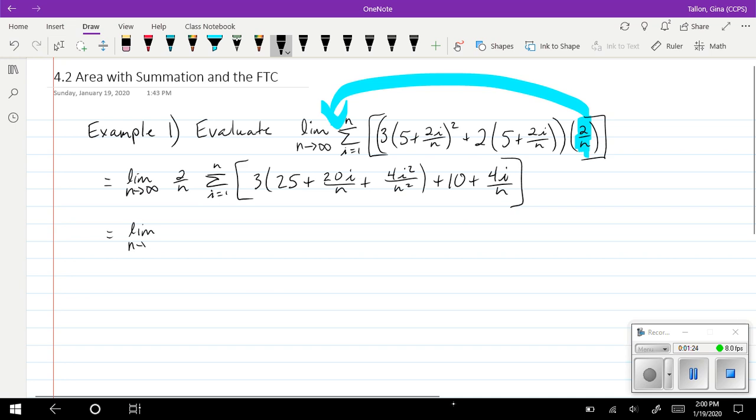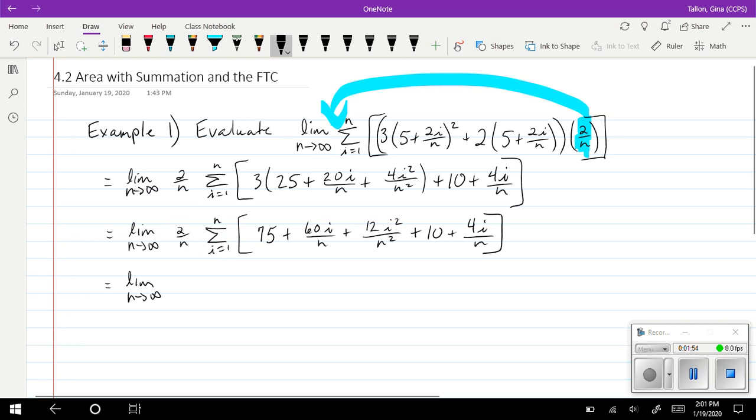This is still the limit as n approaches infinity of 2 over n multiplied by the summation as i goes from 1 to n of, and we are going to multiply out this 3, giving me 75 plus 60i over n, and then plus 12i squared divided by n squared, plus 10 plus 4i over n. Now clean it up again, combine like terms. We are looking at the limit as n approaches infinity of 2 over n multiplied by the summation as i goes from 1 to n.